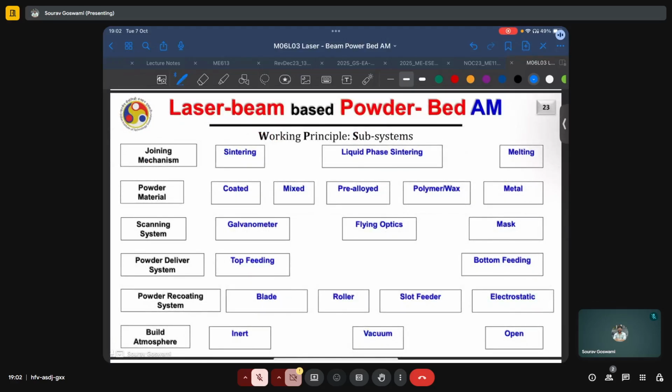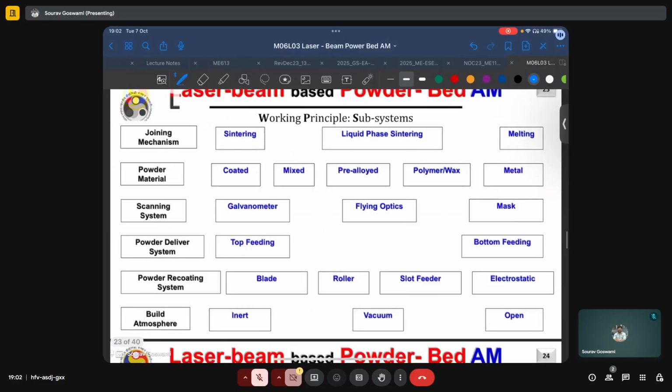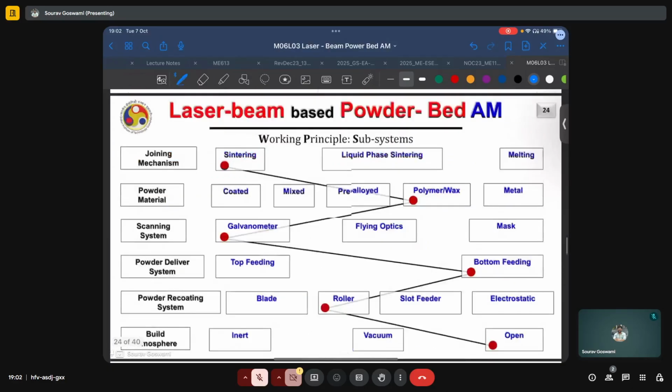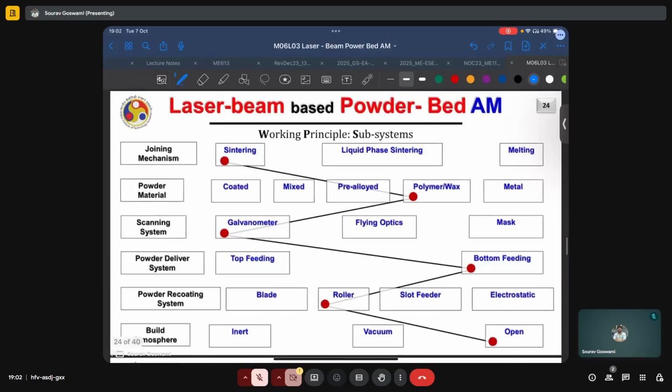Now, the classification is based on subsystems: the joining mechanism, the powder material, scanning system, powder delivery system, powder recoating system, and build atmosphere. Their combination can lead to different types of technologies and machines, such as if the joining mechanism is sintering, the powder material is polymer or wax, the scanning system is a galvanometer, the powder delivery is by bottom feeding, the powder recoating system is a roller, and the build atmosphere is open.